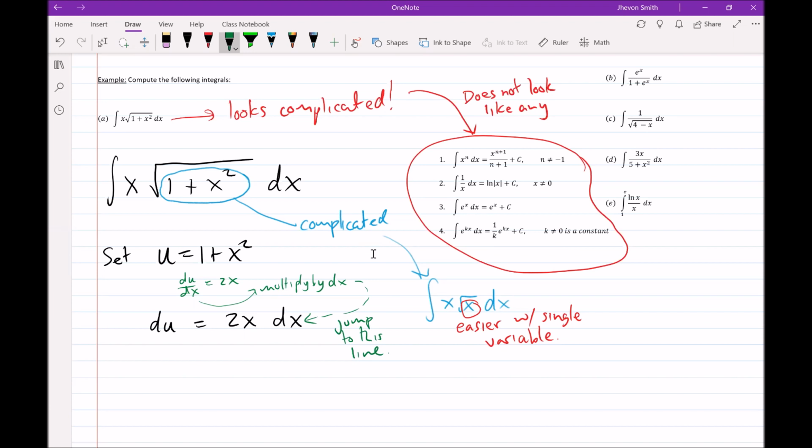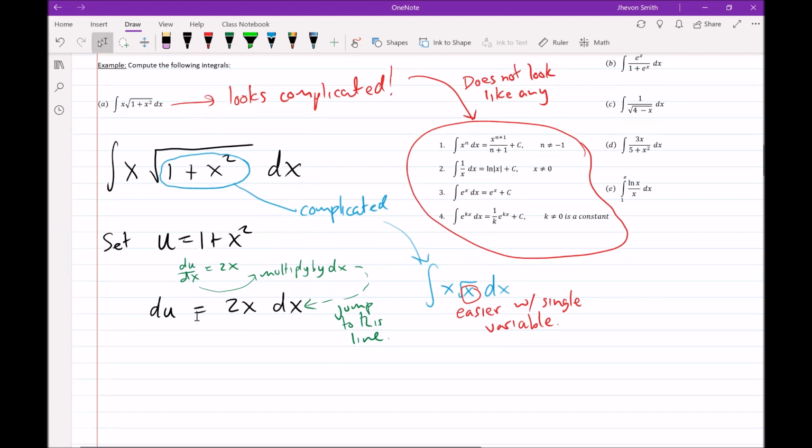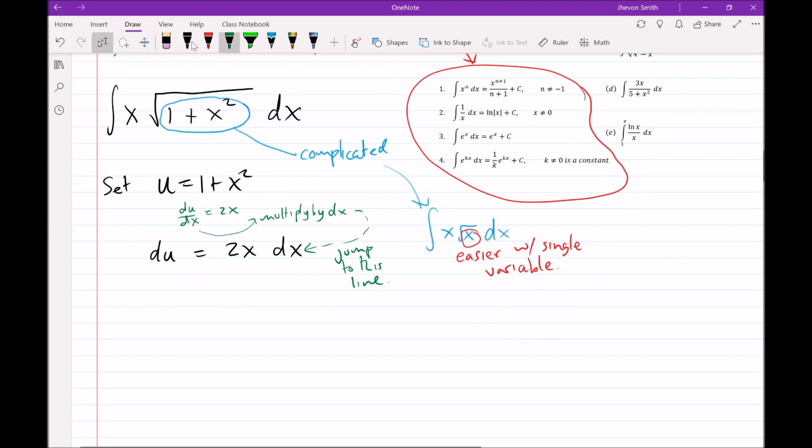Now, there are a couple ways that you can proceed here. I'm going to go with, especially since we're doing this online, the one that I have found, statistically speaking, that students can follow along a lot easier. So the next thing I'm going to want to do is solve for the dx.